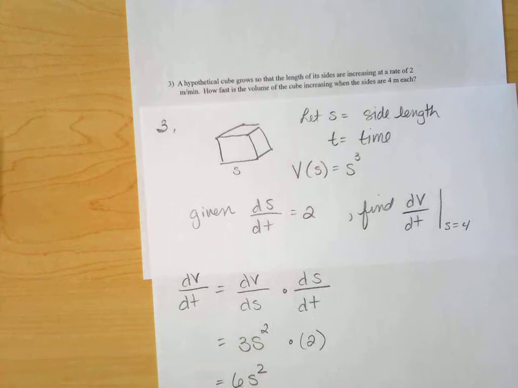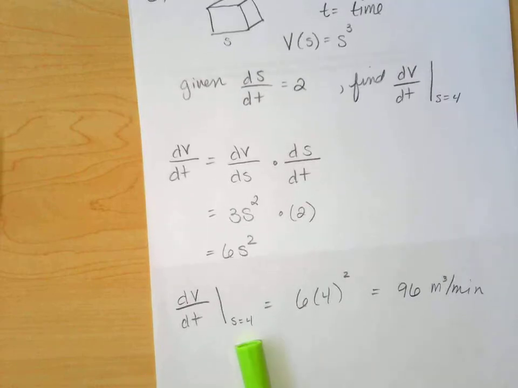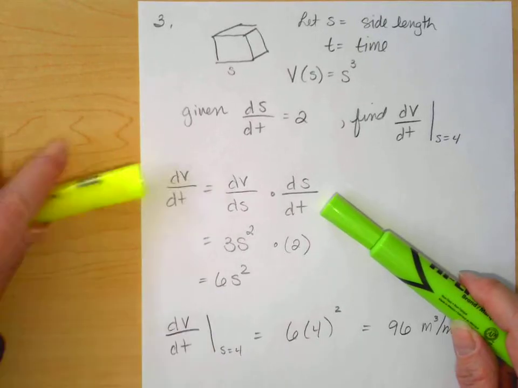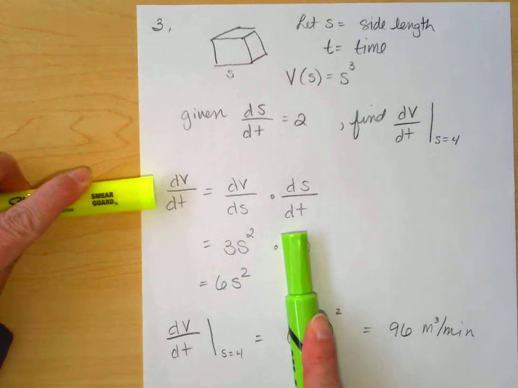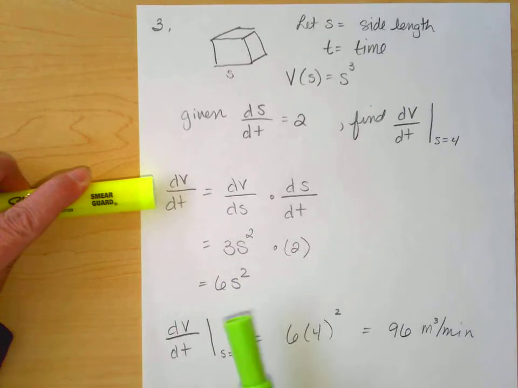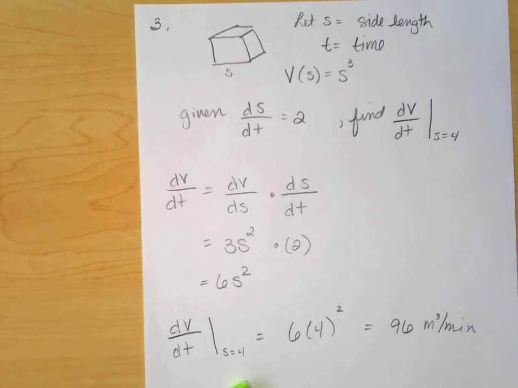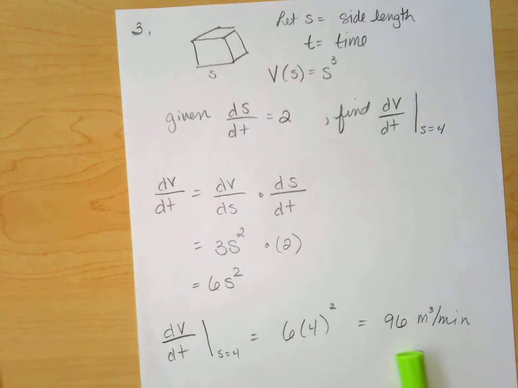We want to find the derivative of the volume with respect to time when the length of the side is 4. So I can write out that the derivative of volume with respect to time using the chain rule is dV/ds times ds/dt. So we get dV/ds, 3s squared, and ds/dt is 2. Multiplying those together with the chain rule, we have 6s squared. So the derivative of the volume with respect to time when the side is length 4 would be 6 times 4 squared, or 96 meters cubed per minute.